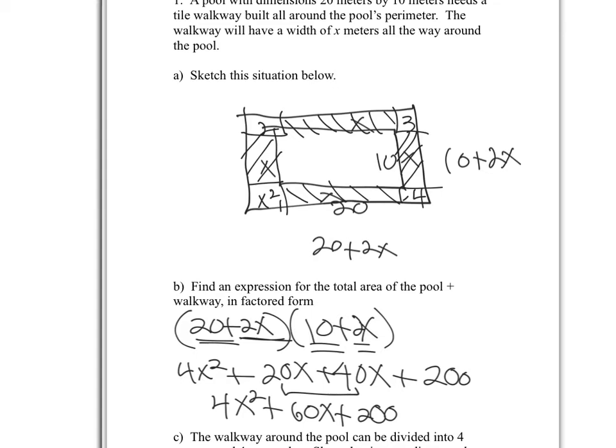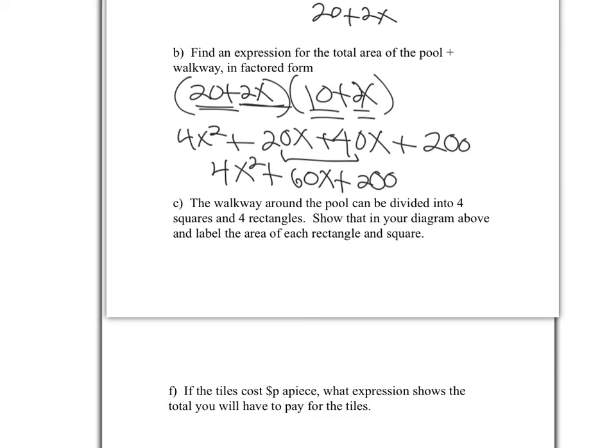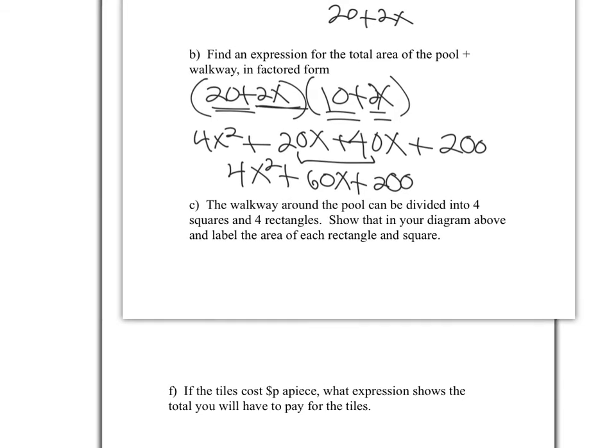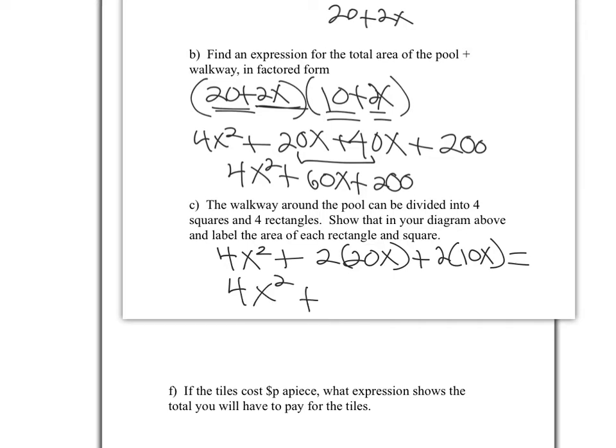So if we want to look at it as a whole, we can say the walkway has the 4 squares, which are in area equal to 4x squared, plus we have 2 rectangles, each of which are 20x in area, plus 2 rectangles, each of which are 10x in area. And we could say, if we simplified that, that would give us 4x squared plus 40x plus 20x, so plus 60x altogether.